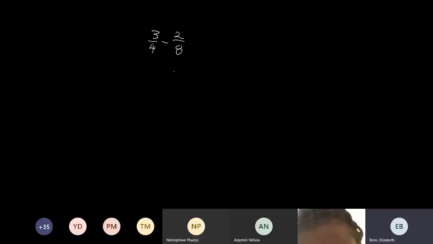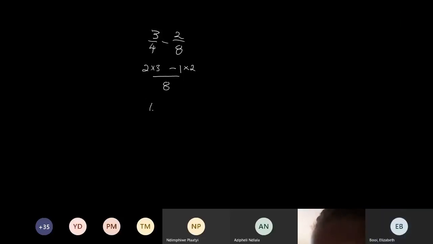Okay, so how do we solve this? We find the common denominator, which is 8. 4 goes how many times into 8? It goes 2 times, and we multiply with the numerator, which is 3, minus. 8 goes how many times into 8? It goes 1 time. Multiply that with 2. 2 times 3 is 6, minus 1 times 2 is 2, over 8. I think from here you can pick it up and continue. I got it, yeah. Thanks. No problem.